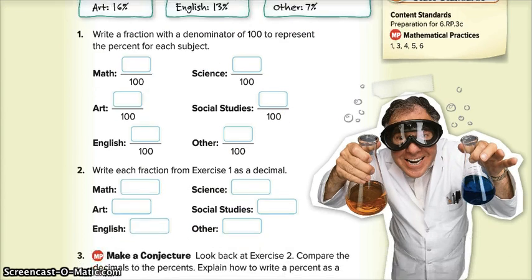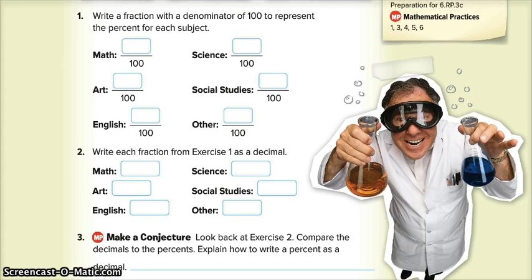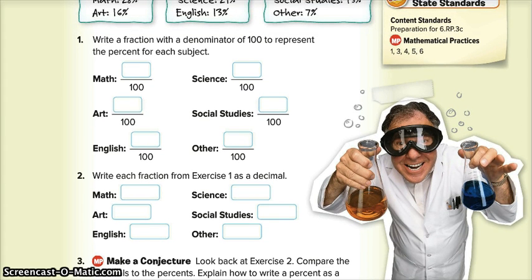Then you're going to jump down to part 2 and you're going to write each fraction from exercise 1 as a decimal. Remember, if you can say the fraction, you can write it as a decimal. All of these are going to be something hundredths. So think about how would I write that as a decimal.